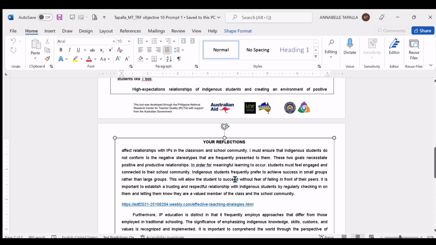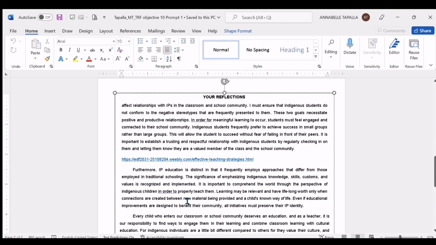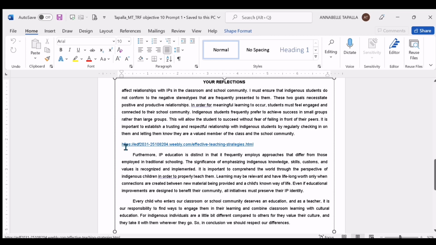Indigenous students frequently prefer to achieve success in small groups rather than large groups. This will allow the student to succeed without fear of failing in front of their peers. It is important to establish a trusting and respectful relationship with indigenous students by regularly checking in on them and letting them know how they are a valued member of the class and the school community. Okay? So, dito ko kinuha yung aking mga inilagay dyan.